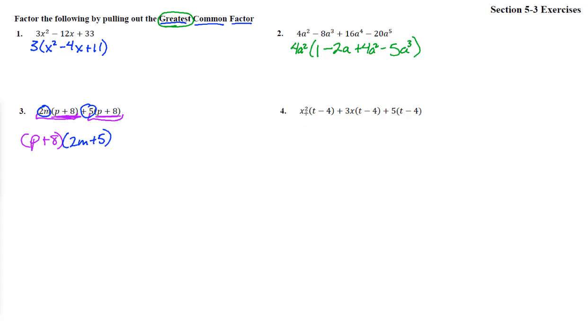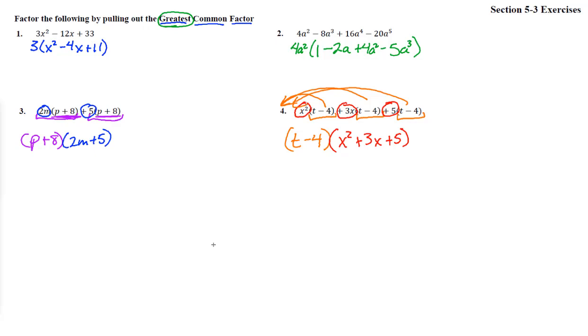Number 4. Look at this. We have one term here. We have a t minus 4 there, a t minus 4 there, and a t minus 4 there. If we pull out a t minus 4 and undistribute that, what parts are left? We have an x squared left, a plus 3x left, and a plus 5. So what's left is the x squared plus the 3x plus the 5. And yeah, that's what we did. We took those t minus 4s and just pulled them all out of the whole thing, like undistributing.